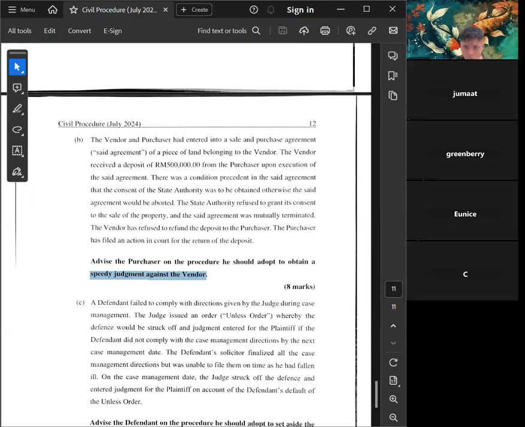Because Order 14 is basically for goods sold and delivered, and it is for when there's a clear-cut case that the defendant has no defense. But in this question, it is slightly different because everything is based on a termination of contract. That is why Order 81 is more appropriate. Is that okay?